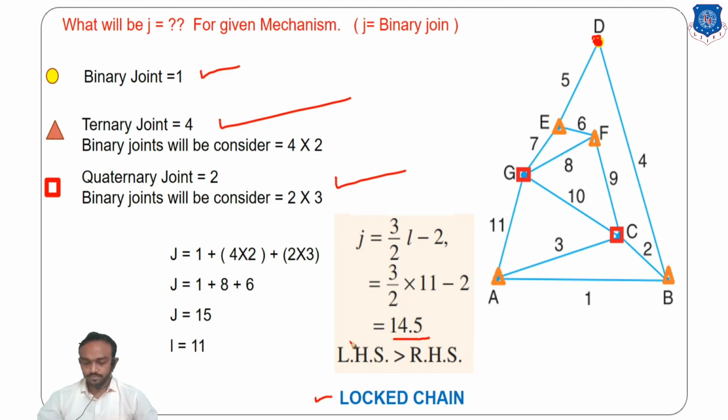So the point to remember is that whenever there is a ternary joint, if there are four ternary joints, we will count them as 8, because one ternary is equal to 2 binary. And if there is a quaternary joint, we have to count it as 3. Okay, clear?